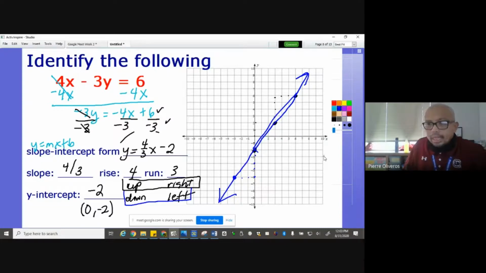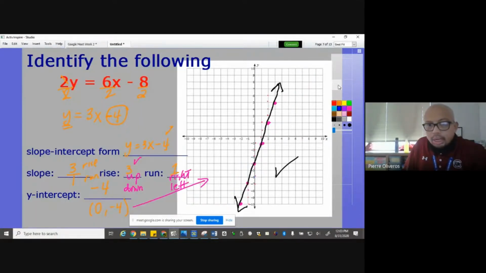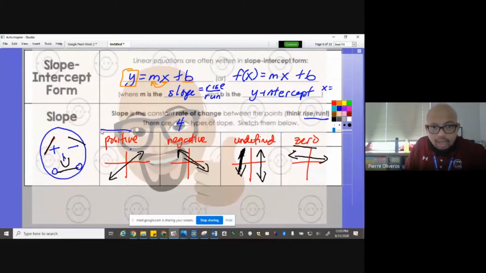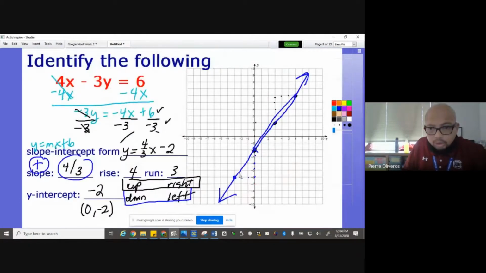Okay. And again, also, what is the slope here? The slope here is 4 thirds. Is this positive or negative? It's a positive slope. If we go back to what we did a while ago describing the slope, if we have a positive slope, it goes up from left to right. And like what we have done here, the slope is 4 thirds, this is going up.